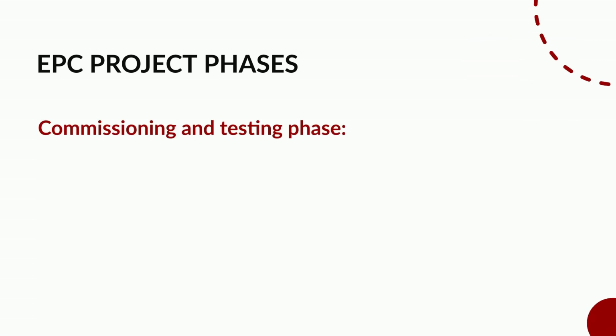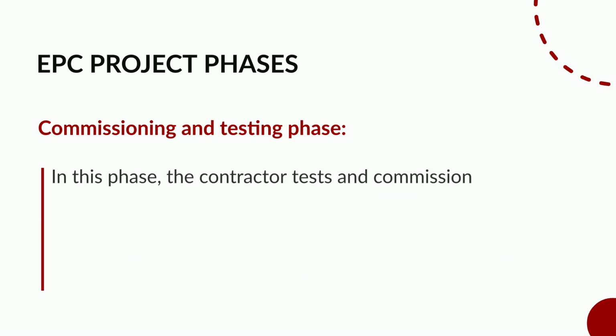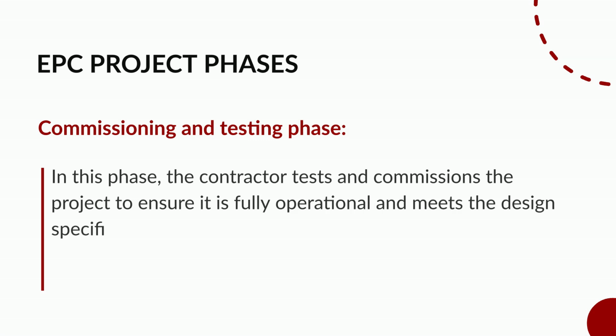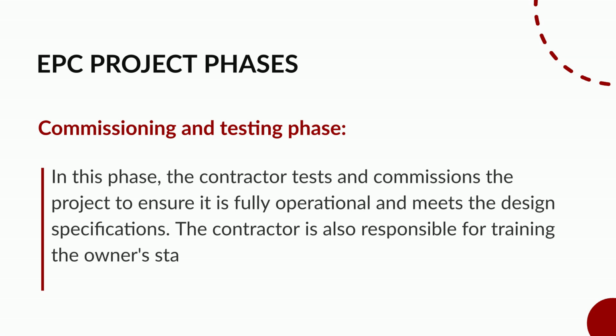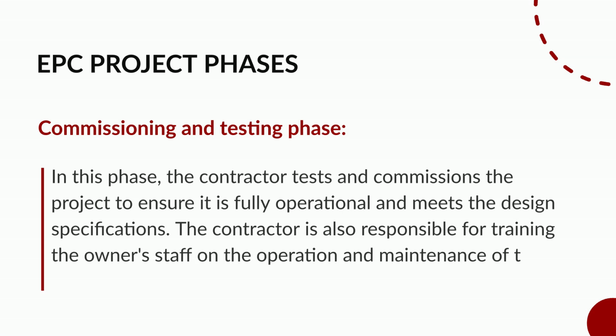Commissioning and testing phase. In this phase, the contractor tests and commissions the project to ensure it is fully operational and meets the design specifications. The contractor is also responsible for training the owner's staff on the operation and maintenance of the project.